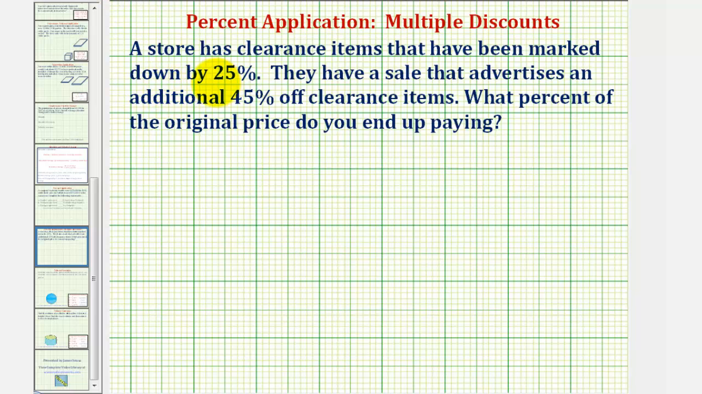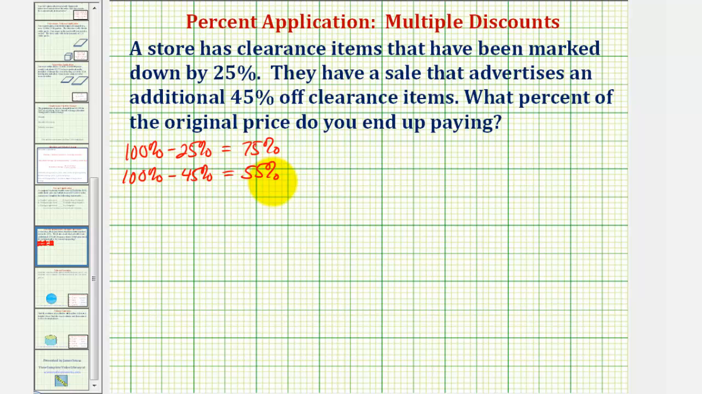First, if the discount is 25%, notice how you would pay 75% since 100% minus 25% equals 75%. Next, if the discount is 45%, you'd end up paying 55%. 100% minus 45% equals 55%.